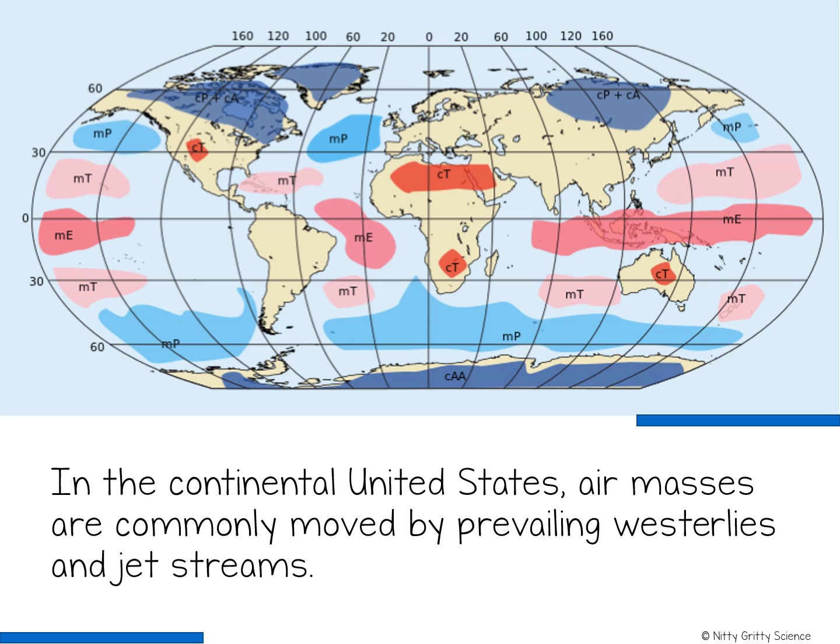Maritime polar air masses from the Pacific Ocean are blown onto the west coast, bringing heavy rain or snow. Continental polar air masses from central Canada, and the United States between the Rocky Mountains and the Great Lakes, blow cold, dry air masses which affect the weather in central and eastern United States.